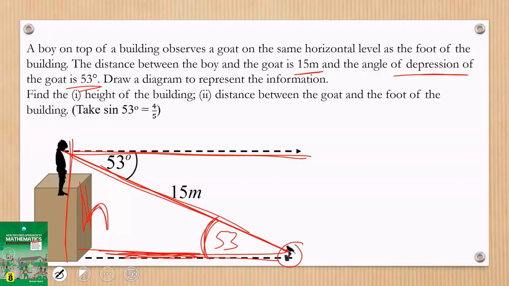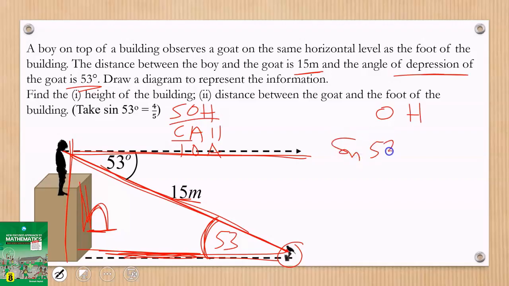So, which SOHCAHTOA can we use? Are we going to use SOH, or CAH, or TOA? To know what to use, ask yourself, what do you want? You want to find h, which represents opposite, and you have the hypotenuse. So which one will be the appropriate? That is SOH. So you can say sine of 53 is equal to opposite over hypotenuse. Opposite is h. Hypotenuse is 15.